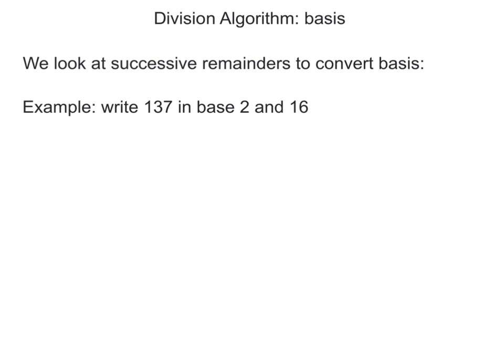So we're going to use our division algorithm to convert bases, and we'll basically use successive remainders to convert bases. For our example, we're going to write 137 in base 2 and then in base 16. Again, we're going to use successive remainders. We divide 137 by 2, and we get 68 with the remainder 1. That's our first remainder. Then we divide by 2 again, and we get 34. At this point, we have a remainder of 0.